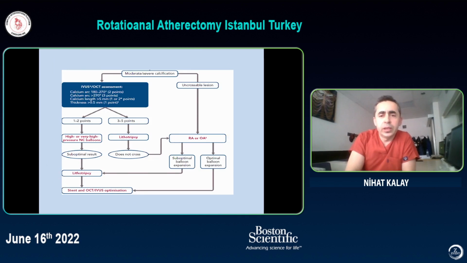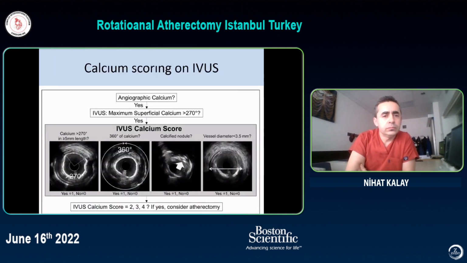In another algorithm, you again need intravascular imaging to evaluate the calcium arc, length, and thickness. If you have one or two of these points, a non-compliant balloon may be sufficient, but otherwise you need rotablator or lithotripsy techniques. In another algorithm, if you have a vessel narrower than 3.5 and you have a calcified nodule, atherectomy should be considered for optimal PCI.